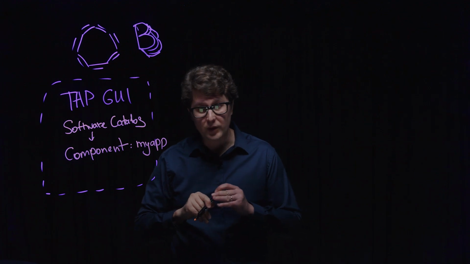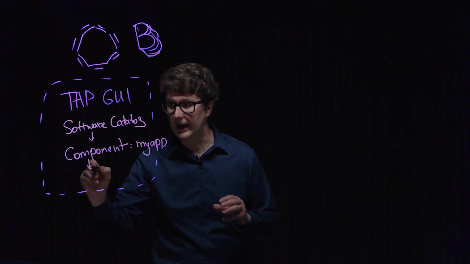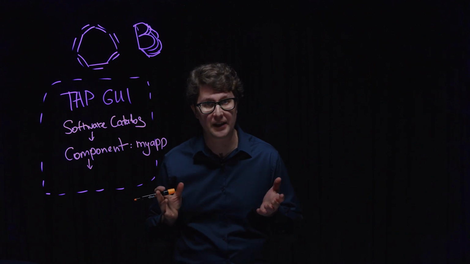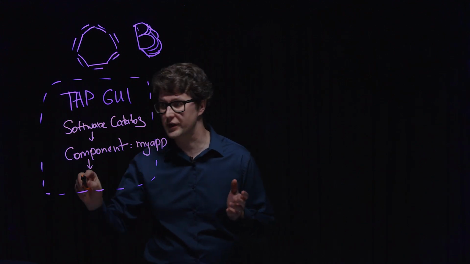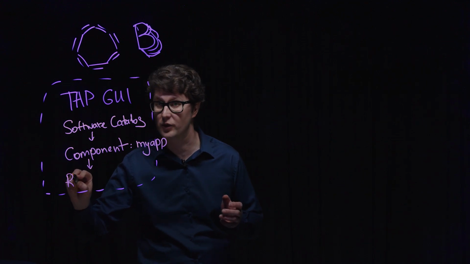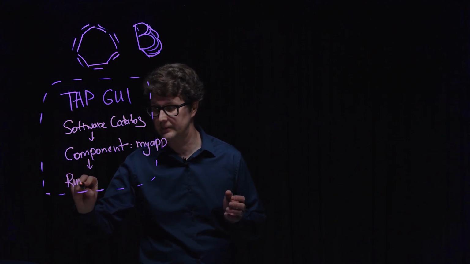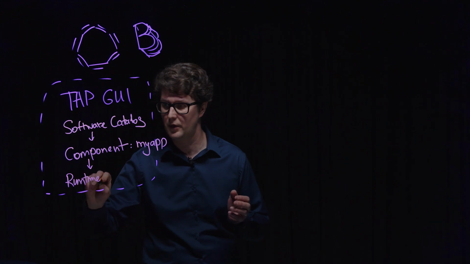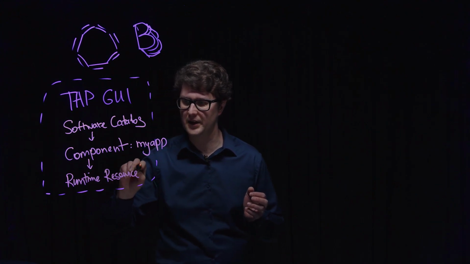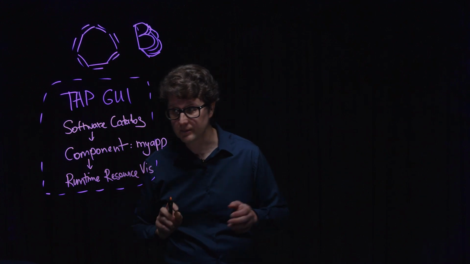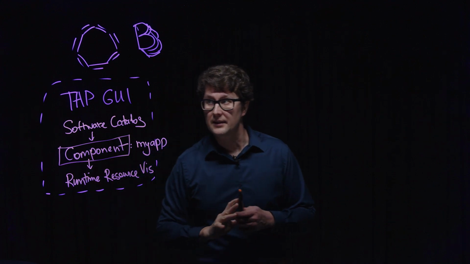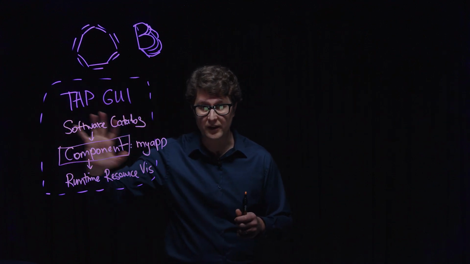And from that component, we will be able to get to our specific plugin that gives us visibility into the Kubernetes resources, called the Runtime Resource Visibility plugin. So that is the first element of our picture.